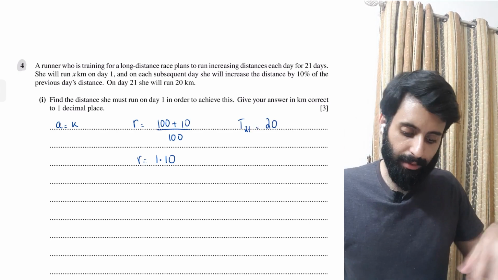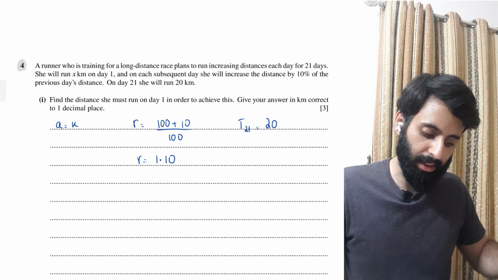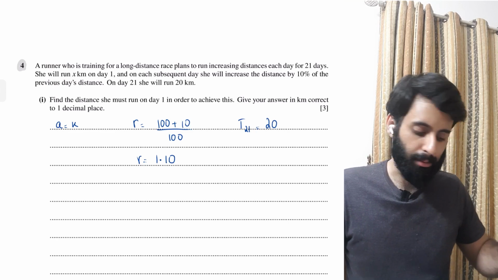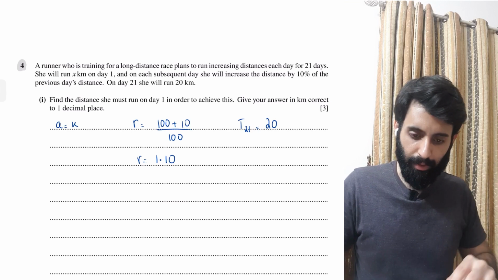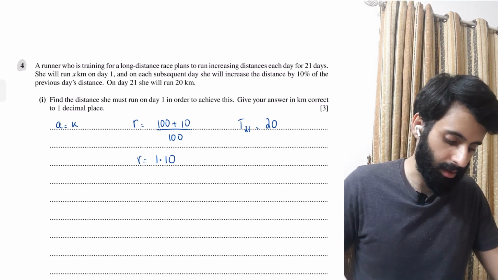Okay, so we have all the information written down. Now let's see what the question wants us to find. Find the distance she must run on day 1 in order to achieve this. Give your answer in kilometers correct to one decimal place. So we don't have the first term, but we do have the 21st term, and we have the common ratio. So we can put all this together and find what we want.